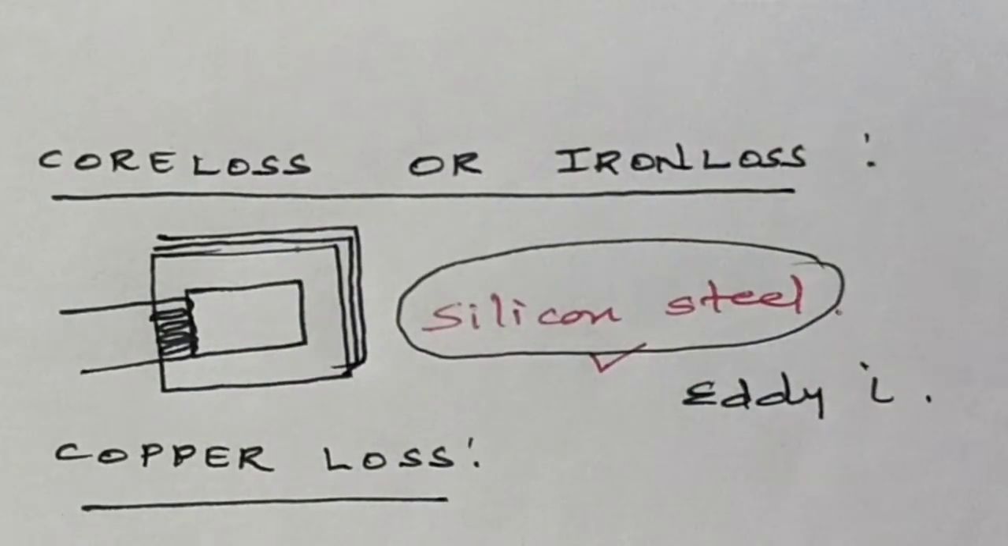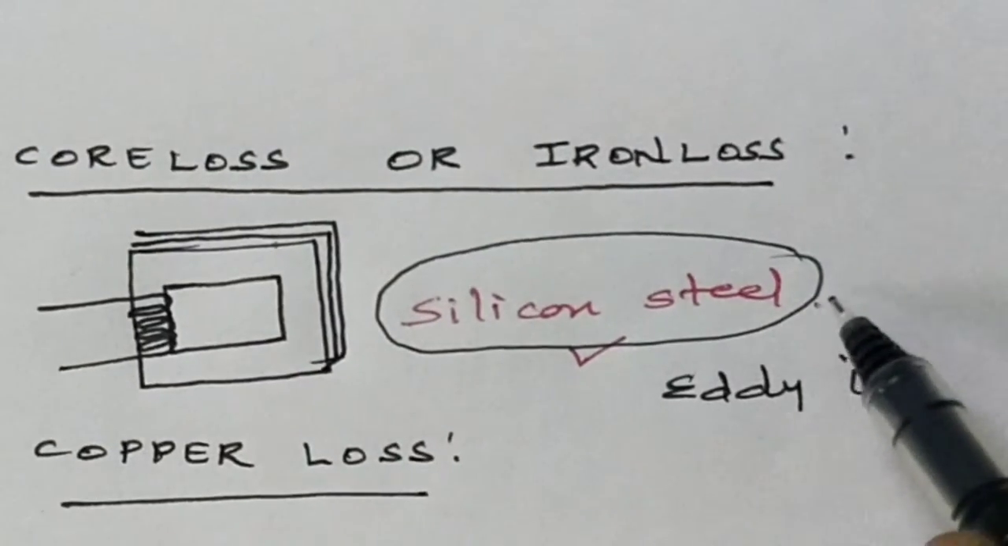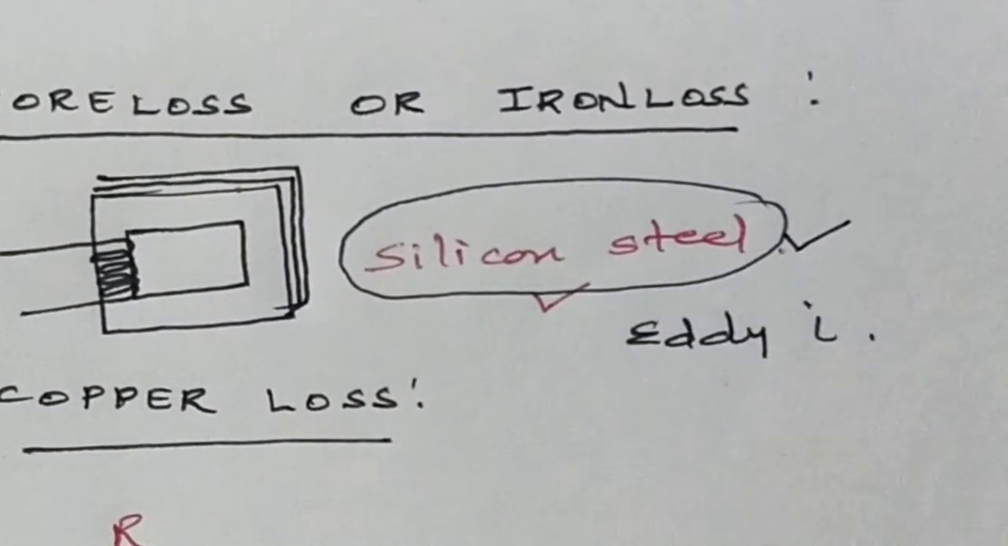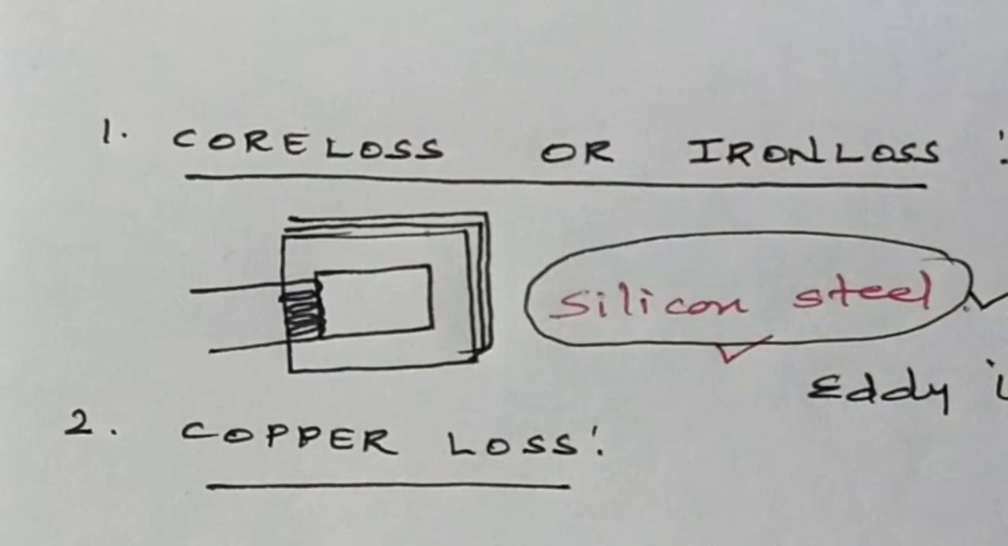So one measure is that the transformer core is made of silicon steel. Another is the very thin lamination of the transformer core. These avoid the core or iron loss.